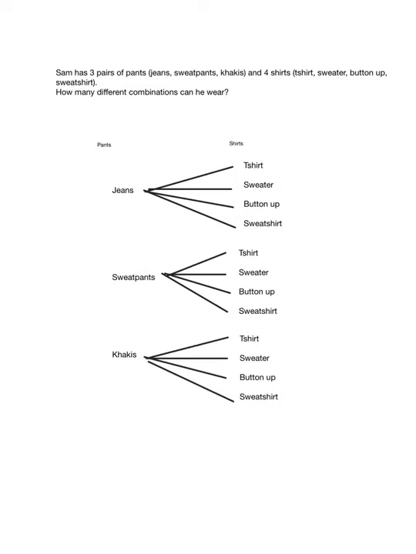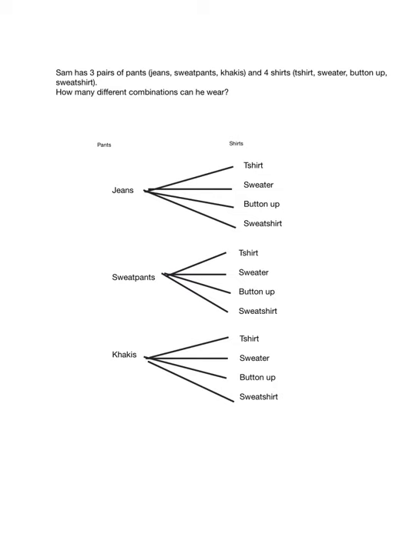Now let's start with pants, since that's the first branch of our tree diagram. Let's list jeans, sweatpants, and khakis. Now from there, we know that each pair of pants can be matched with each of the 4 shirt options. So we're going to branch off under our column shirts, and we're going to list those 4 options for each of the pants.